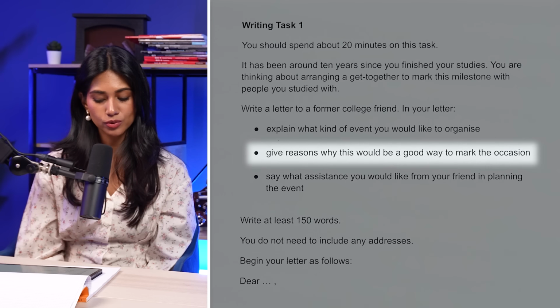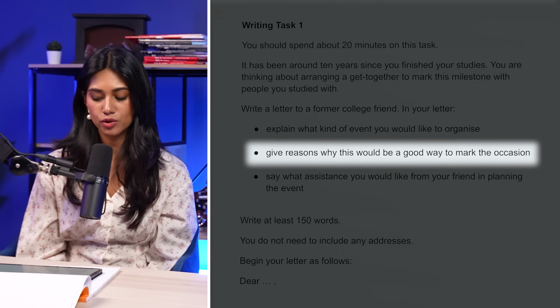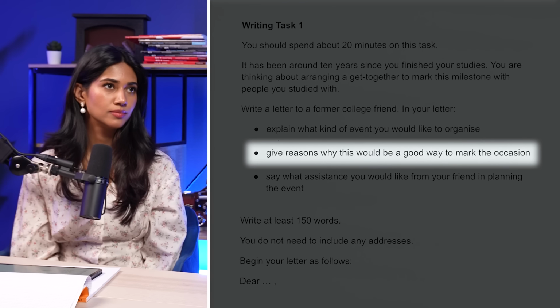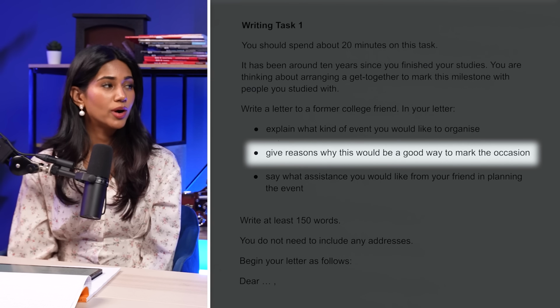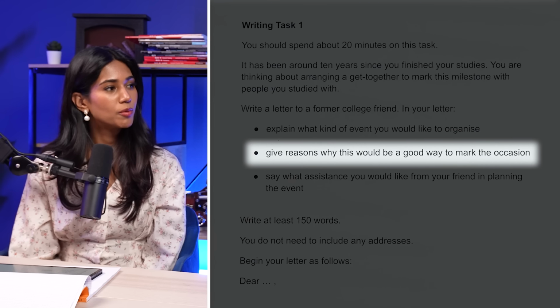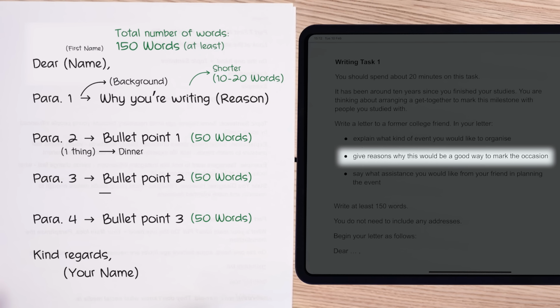Next one. Number 2, give reasons why this would be a good way to mark the occasion. Okay. Why would dinner be good instead of something else? You can make something up completely. It would be dinner at a particular restaurant. That is where we used to have all of our dinners when we were back in college. Old restaurant. Shall I read the third one?